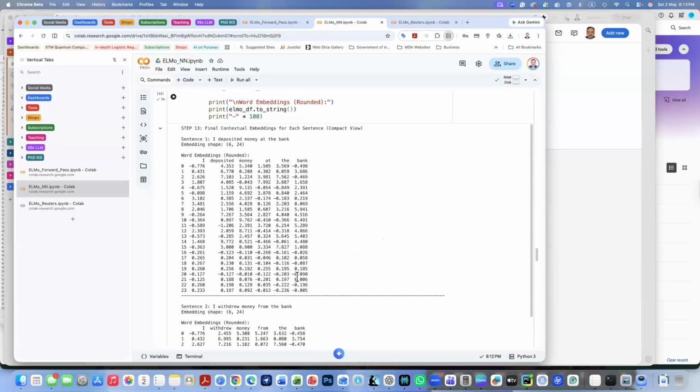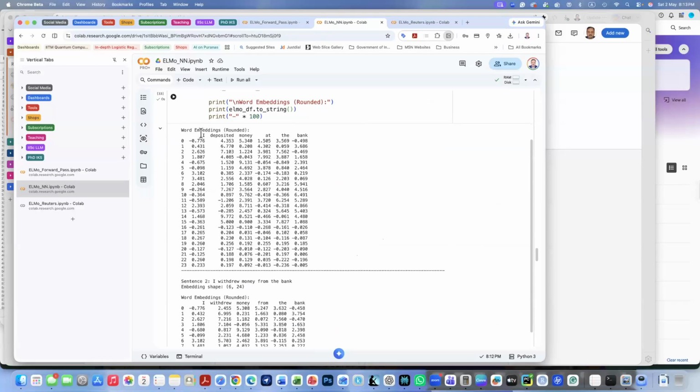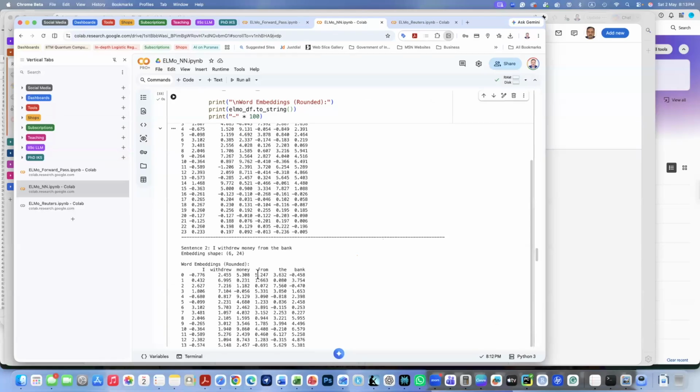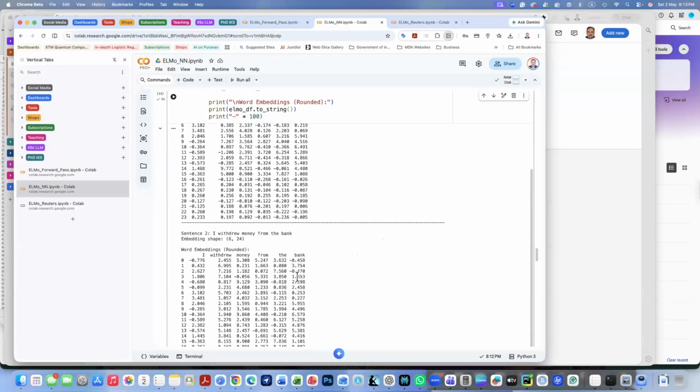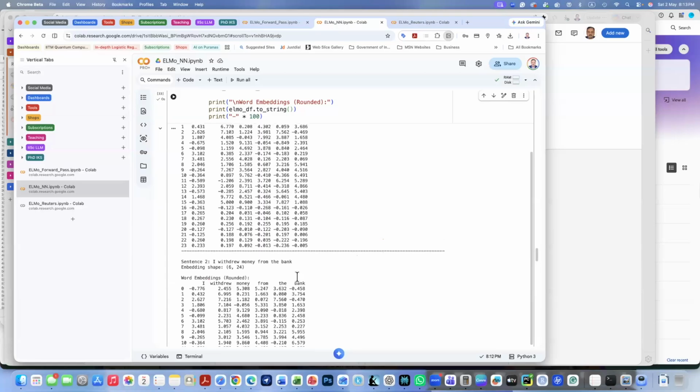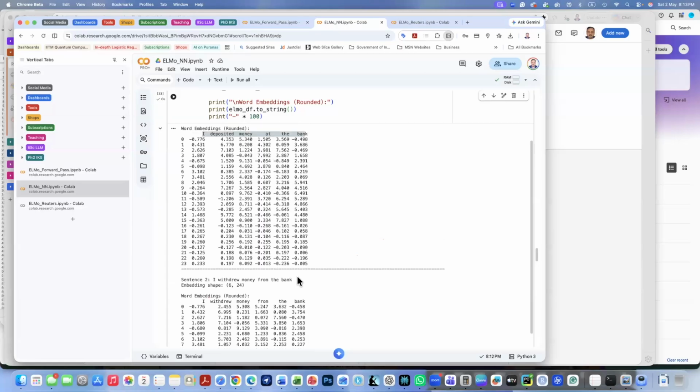Now look at the first thing. This is the first sentence in which I got the embedding for the word bank. Now this is the second sentence. Notice, is the embedding for the word bank in the first sentence and second sentence the same? No, they're not the same. Minus 0.498 versus minus 0.458. Okay, my mistake, sorry.